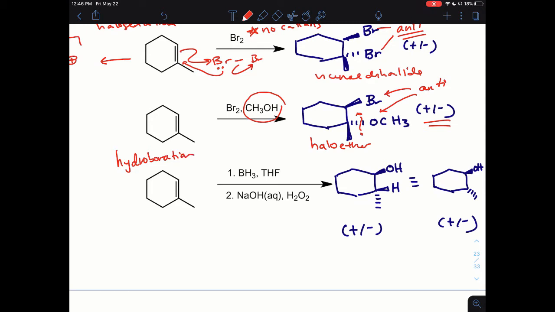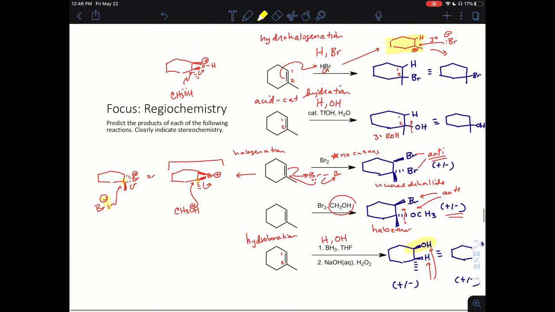And what's special about it is that it's a hydration and you have anti-Markovnikov selectivity and a syn addition of H and OH across the two carbons of the alkene. So anti-Markovnikov, this time we have the less substituted alcohol versus with acid catalyzed hydration, we had the more substituted. So we had the tertiary. For acid catalyzed hydration, we have the secondary alcohol for hydroboration.